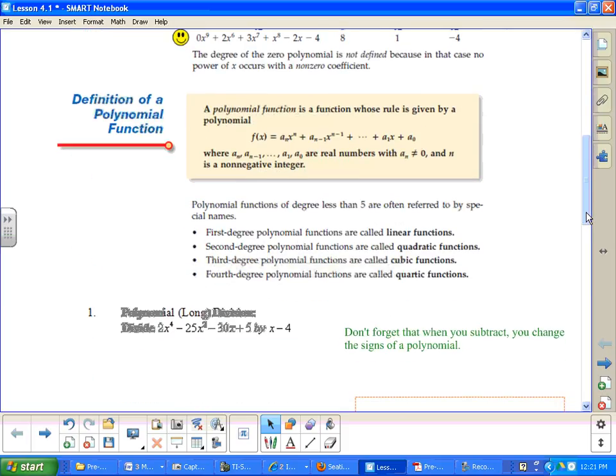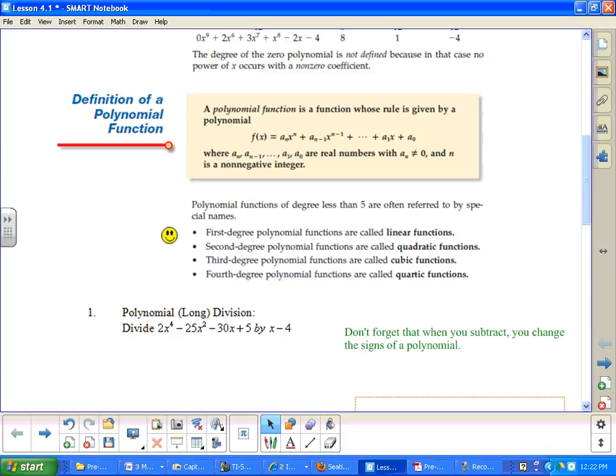So we always see polynomials written in this form, where all the values of a sub n, a sub n minus 1, and all of them are real numbers. So polynomials of less than degree 5 have specific names, and we've dealt with all of these: linear functions, quadratics, cubics, and quartic functions.